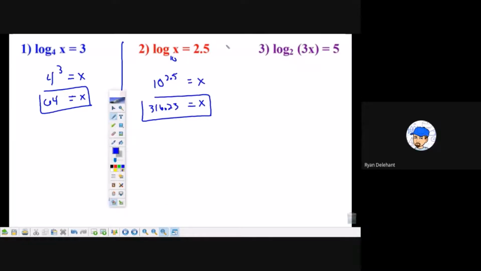And the last one that I have for us gets a little bit more complex, but not anything crazy. So we're going to rewrite this in exponential form. 2 to the 5th equals 3x. But I don't want 3x, I want just x. So follow your normal algebra here. To get rid of this 3, we're going to divide. So that gives me 2 to the 5th over 3. That's something that I can plug straight into the calculator.